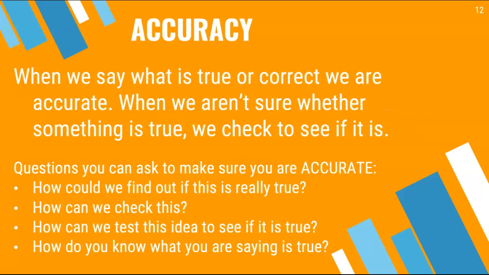Accuracy. When we say what is true or correct, we're accurate. When we aren't sure whether something is true, we have to check to see if it is. So questions you can ask to ensure accuracy are, how could we find out if this is really true? How can we check this? How can we test this idea to see if it's true? How do you know what you're saying is true?